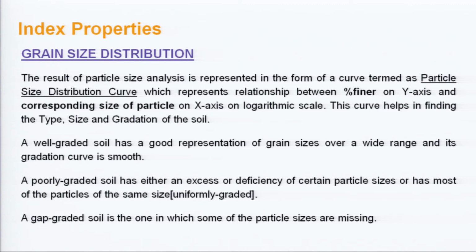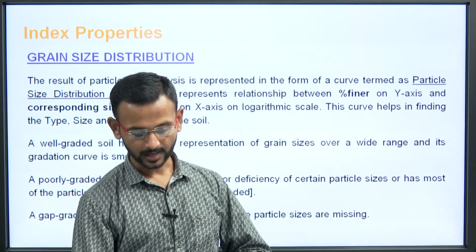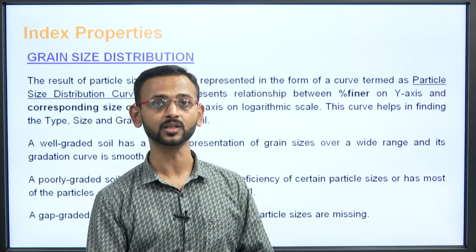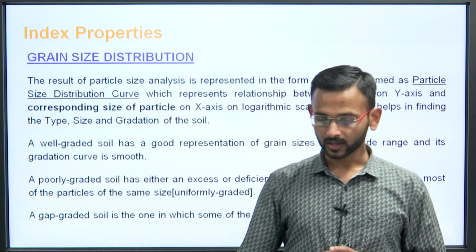The result of this particle size analysis is represented in the form of a curve termed the particle size distribution curve, which represents percentage finer on the y axis and the corresponding size of particle on the x axis on a logarithmic scale. This curve helps in finding the type, size and gradation of the soil. You will also be using this when we discuss the next topic, the Indian soil classification system. So understand here, a well graded soil.